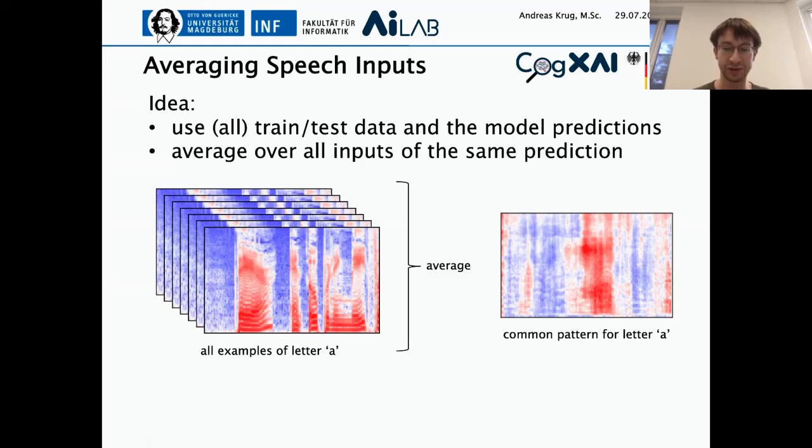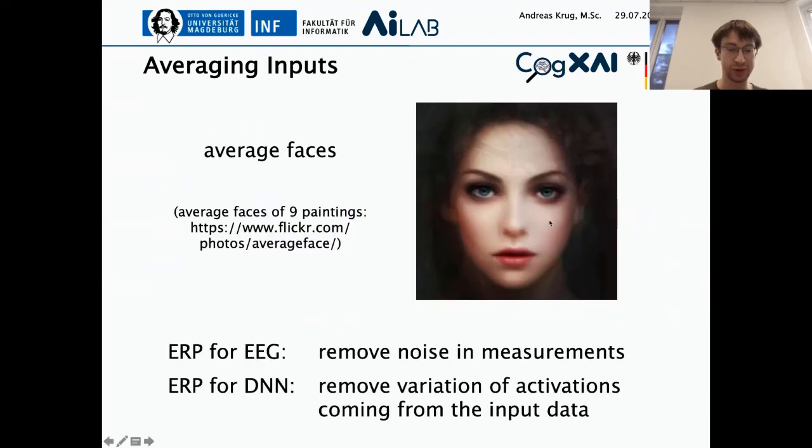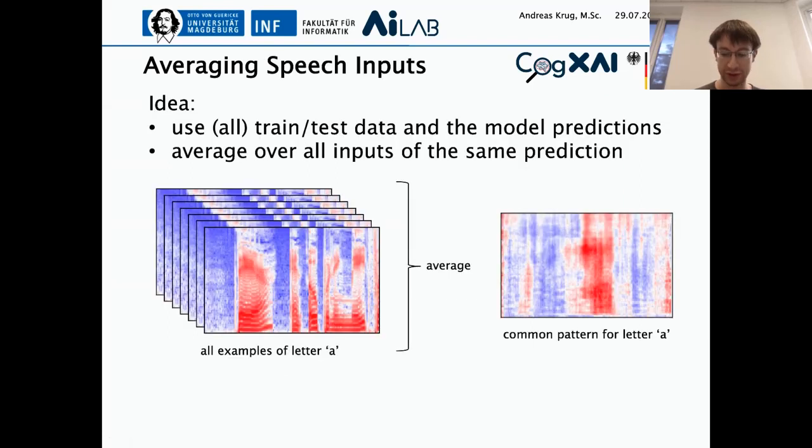But unfortunately, this does not work in one step, and that's because of the alignment of input data. Let's go back to this other image for a sec. You might imagine that when you take a lot of faces and they're all not aligned, so let's say the nose is at different positions in each of the images, then the average would not be meaningful. You would just get a messed up average of all the faces, and there is no consistent information. That's why you first need to align these faces at the nose point, for example. And this we would also need to do in speech, because otherwise it wouldn't work that nicely.